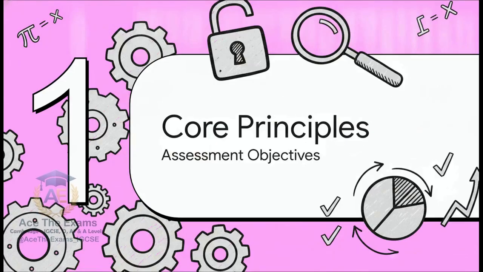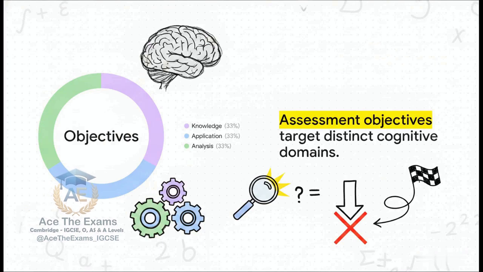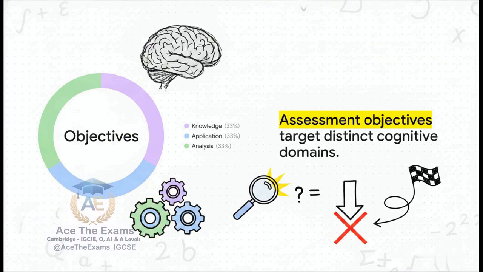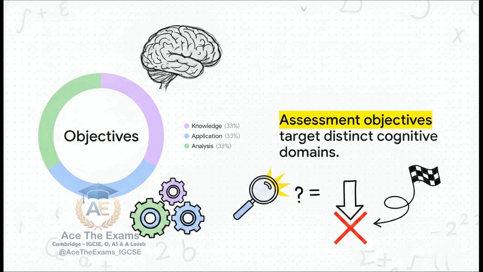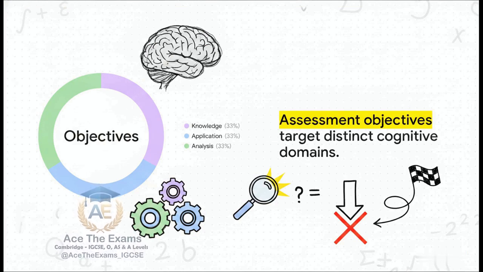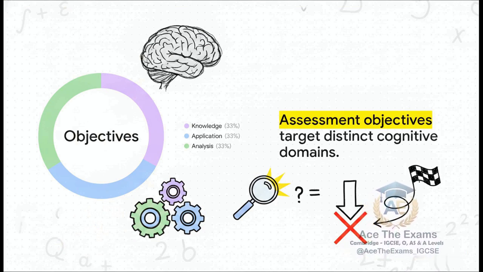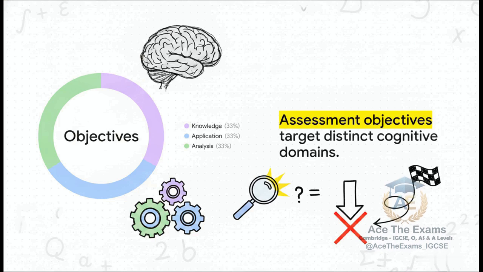Section 1, Core Exam Principles, Decoding the Assessment Objectives. Okay, so the exact cognitive domains demanded by the Cambridge rubrics are divided into 3 main areas: knowledge and understanding, application, and analysis. Now, most students make the fatal mistake of thinking partial fractions fall entirely under that first category. They think it's just mere rote memorization of the algebraic forms. But Cambridge places an immense, heavy weight on application and analysis.